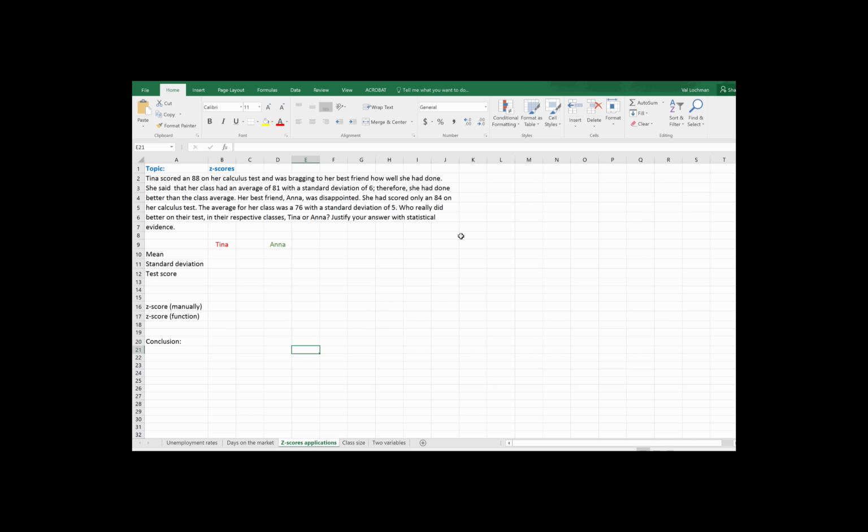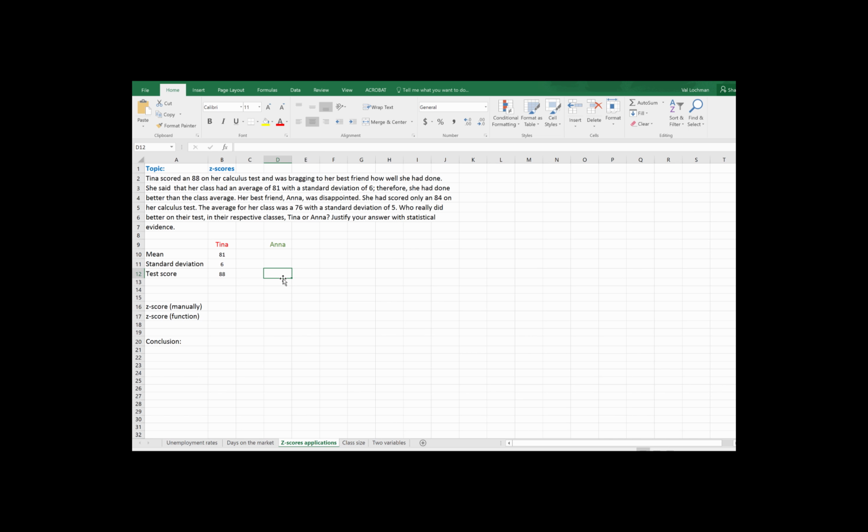Okay, so whenever you have an application problem like this, I think it's a good idea to write out what you have as far as numbers, right? Just kind of organize all your numbers in a nice way. So Tina scored, what did she score? She scored an 88, okay? And her class average was 81 with a standard deviation of 6 points. So did Tina do better than the average? Yes, she did. Okay, 88 is higher than 81.